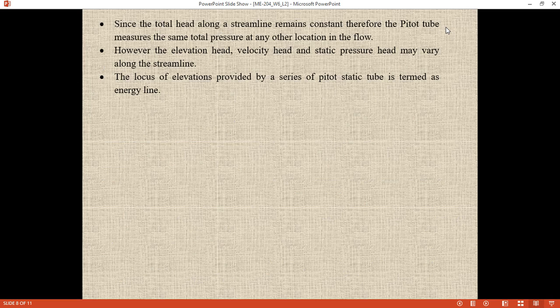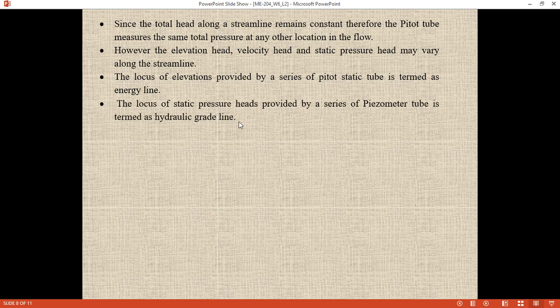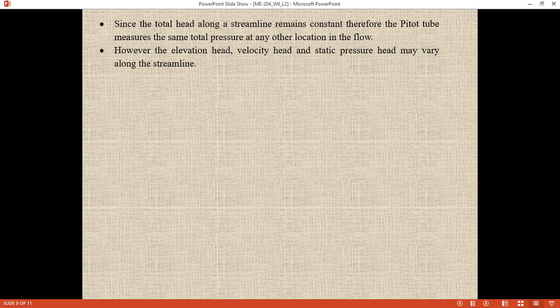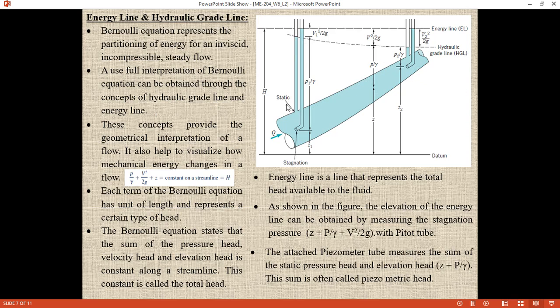The locus of elevation provided by a series of pitot static tubes is termed the energy grade line. And the locus of static pressure head provided by a series of piezometric tubes is termed the hydraulic grade line. Let's go back and see how they are. You see, this is the piezometer. If you join the locus of these piezometers together, you will get a hydraulic grade line.